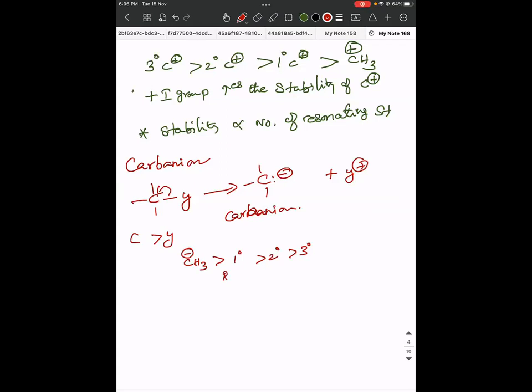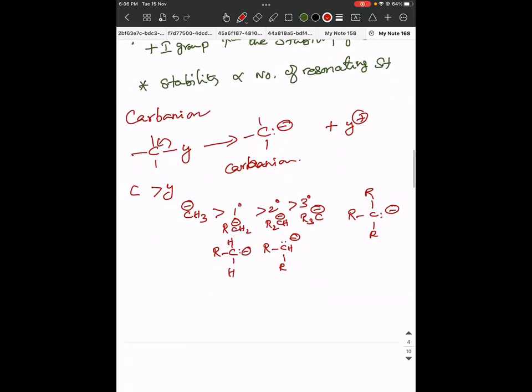So RCH2 minus, R2CH minus, R3C minus. I have written it simply. RCR, it's a bond pair; this is how it should be written. When R2 is written, it is R2CH with the pair, minus. That's all the meaning. Is it okay?